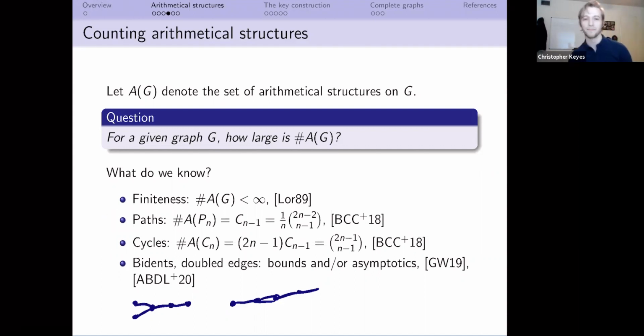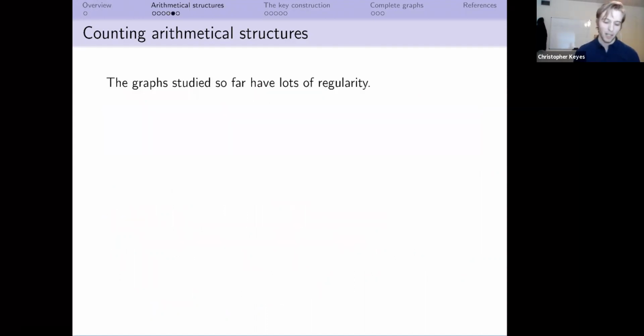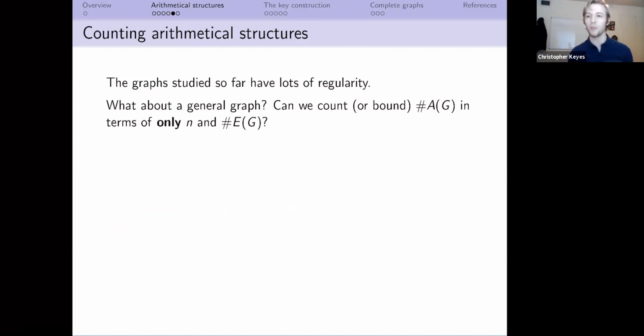Okay. So Tomer and I noticed that the graphs that had been studied have a lot of regularity. And that regularity, right, the path is very rigid, had been used and exploited to give these counts or these bounds. And what we wondered is, what about a general graph when we know absolutely nothing? Could we come up with a count or a bound or something for the number of arithmetical structures when all we know is the number of vertices and the number of edges of our graph? And the answer is yes.